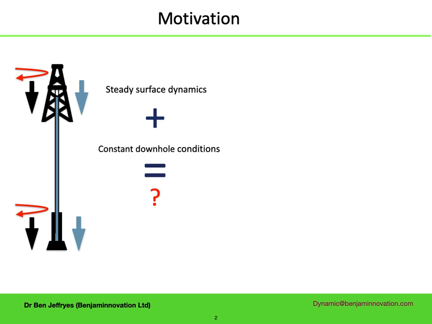If everything at the surface and downhole is steady, the driller can normally understand what is happening downhole by looking at the surface sensors. But when there are changes at surface, or downhole conditions are changing, this is not the case. Surface sensors will be misleading.